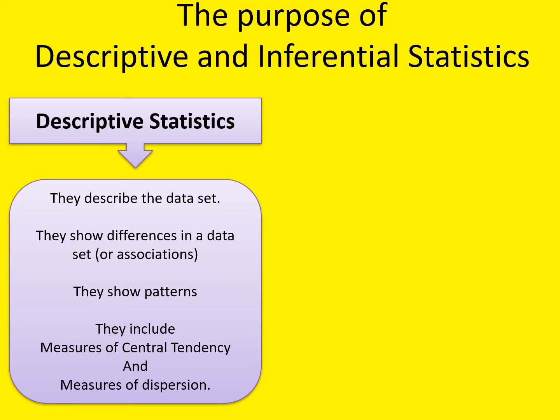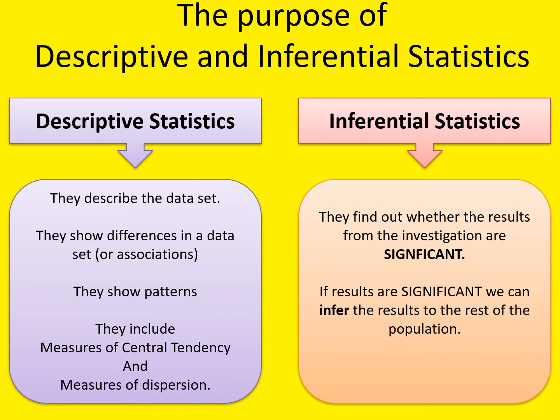But with descriptive statistics, it only takes us so far, because just because we can describe the data set, it doesn't mean to say whether that investigation has actually found any kind of difference or association. The way that we can find out whether data is significant is by doing inferential statistics, and that's what this lesson is about. It's just an introduction, and we're going to look at the sign test. But inferential statistics find out whether the results from the investigation are significant. If results are significant, then we can infer the results to the rest of the population.